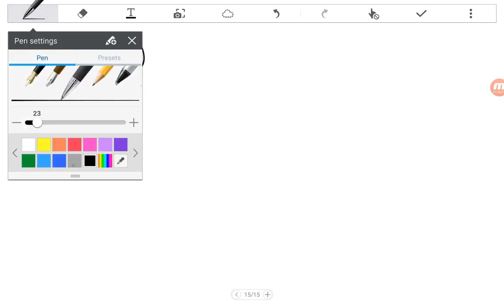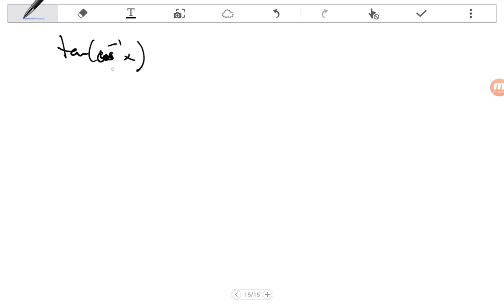What about this problem? Tan of cosine inverse x. Now for this function, this is a typical kind of problem: an inverse function inside a trigonometric function. I will now learn how to treat this kind of problem.